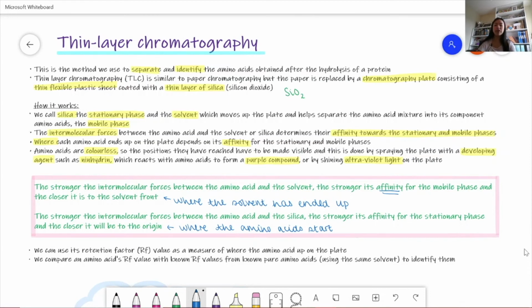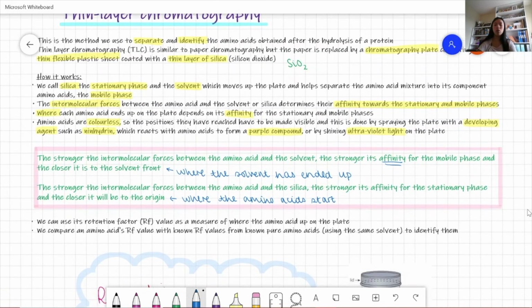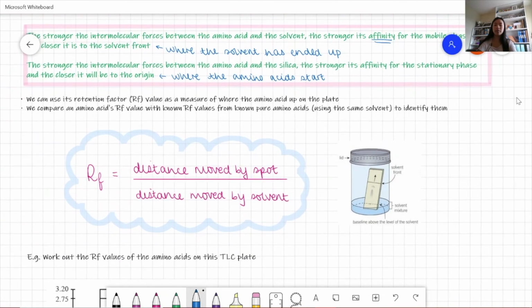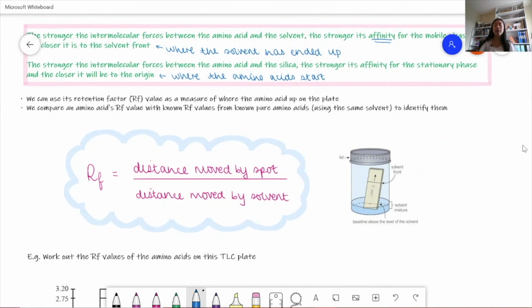And we can use its retention factor value, or its RF value, as a measure of where the amino acid ends up on the plate. And we can compare an amino acid's RF value with known RF values from known pure amino acids, which we use the same solvent for, to identify them. And a really important thing to remember is that these known RF values are from pure amino acids, and we use the same solvent.